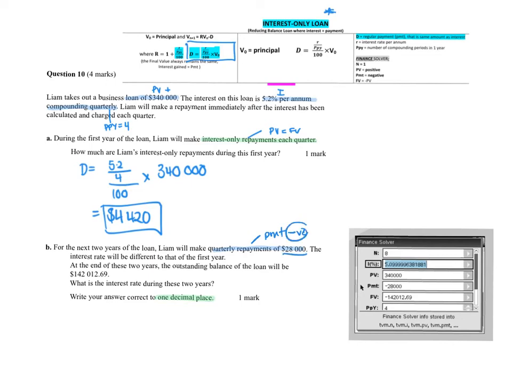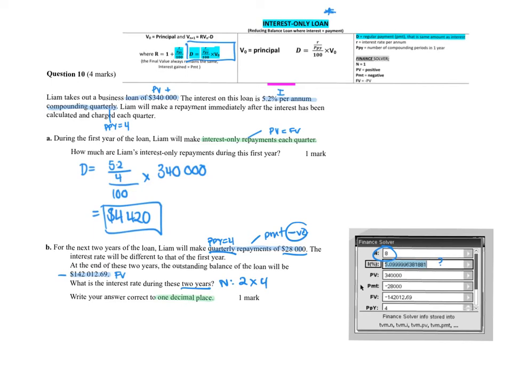The interest rate will be different to that of the first year, and at the end of the 2 years, the outstanding balance of the loan will be this. So that actually has to be a negative FV because you still owe the bank. And what is the interest rate during these 2 years? So remember, we've got 2 years. Is it still quarterly? Yes, still quarterly. So PPY is 4. So 2 years times 4, that's where I got the 8. I'm trying to work out the interest.